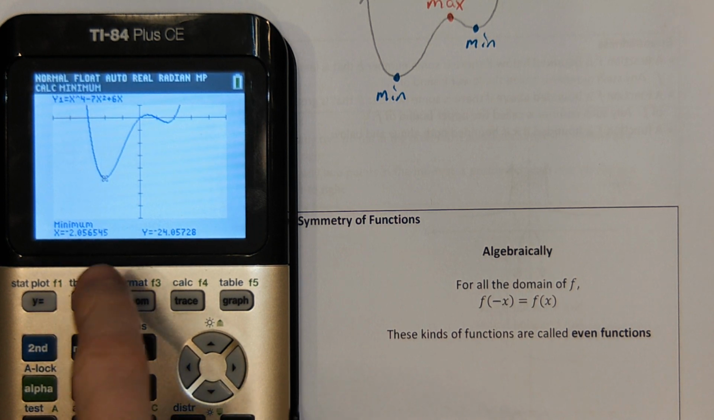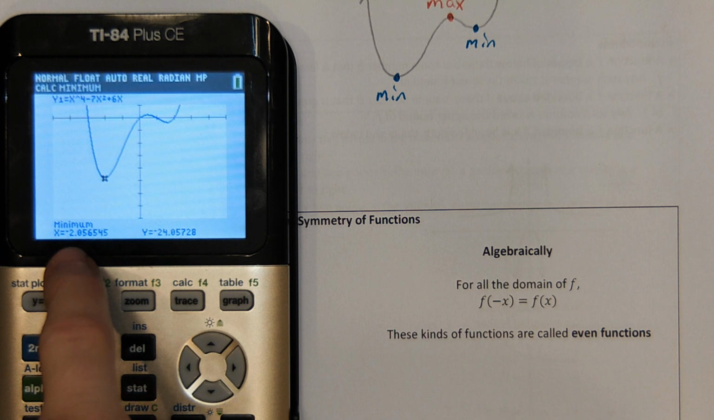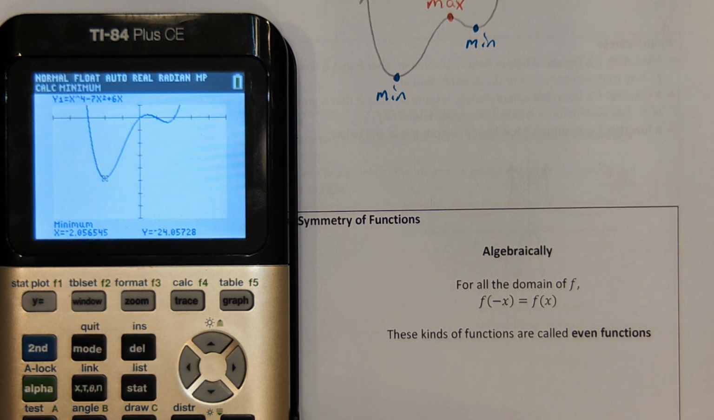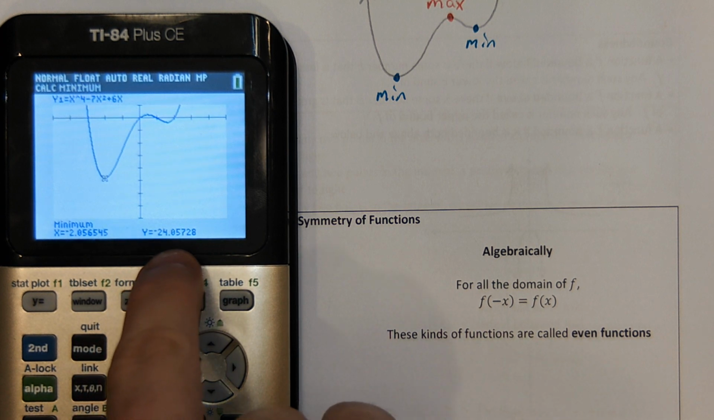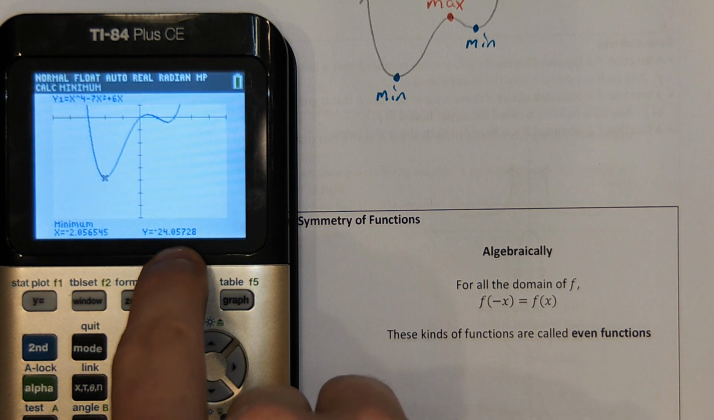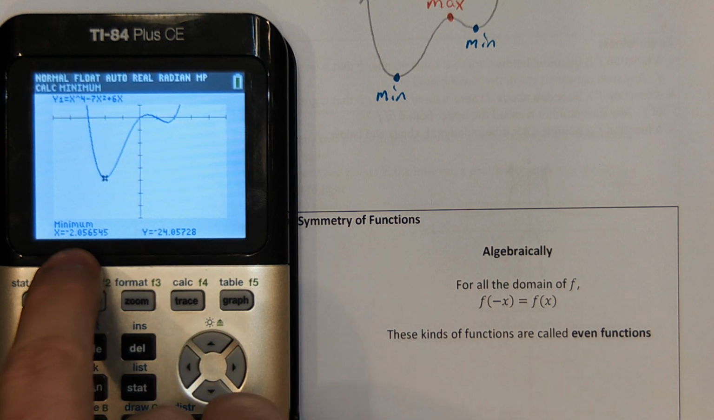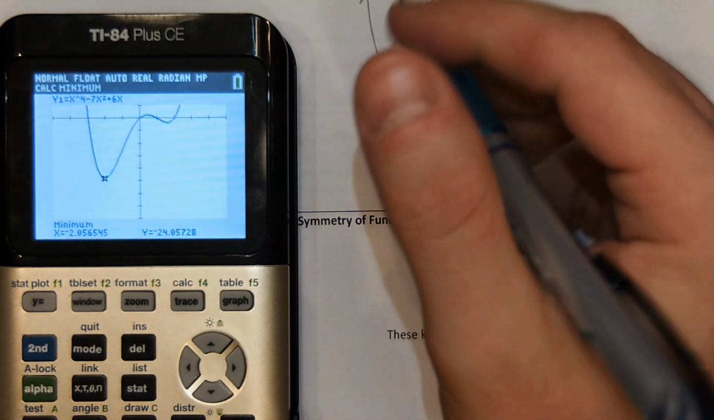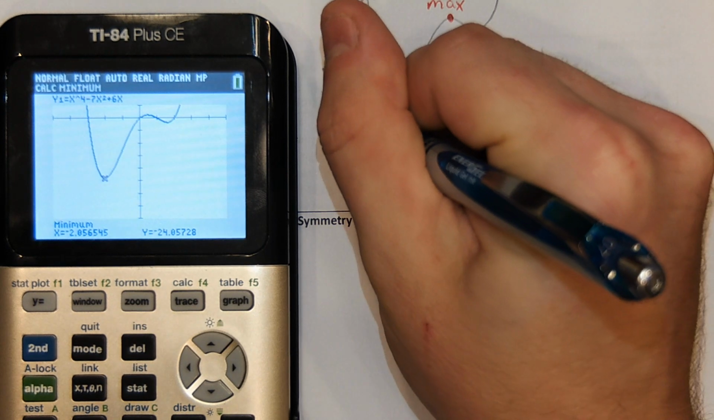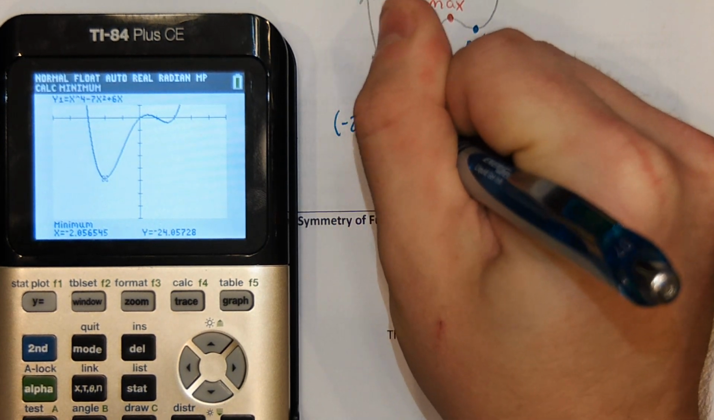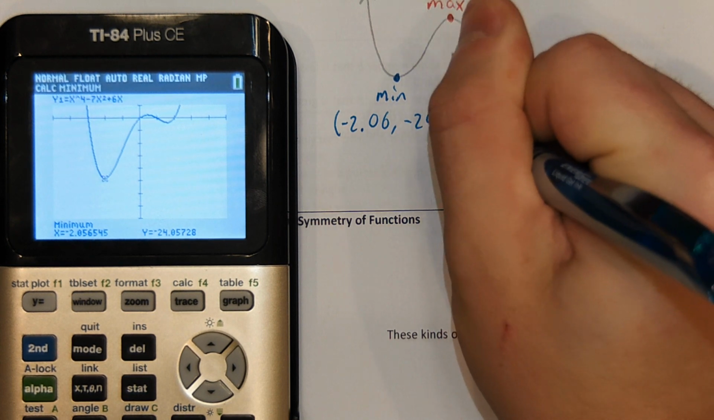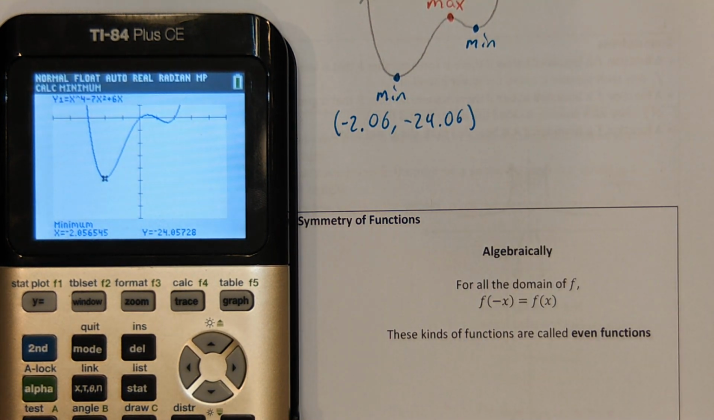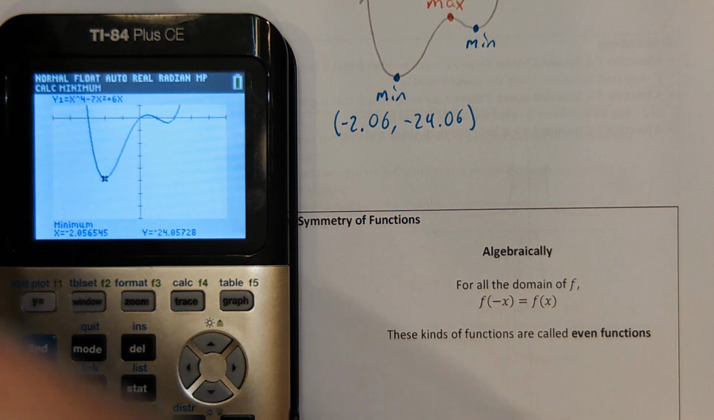And what it did is it told me that my minimum value happens when x is negative 2.06-ish. That's where it happens. So if you say, what is the minimum value? Oh, it's negative 24.06-ish. This is where it happens. This is what it is. So again, the x's are where they occur. The values themselves are always the y's.